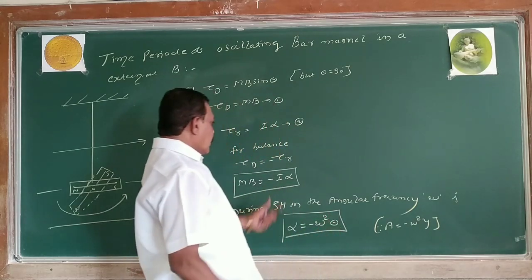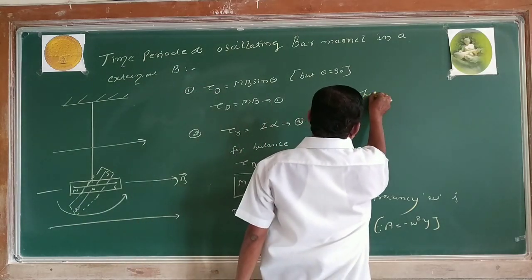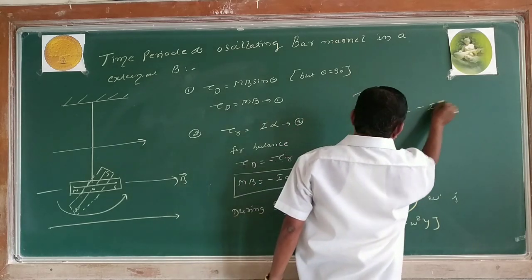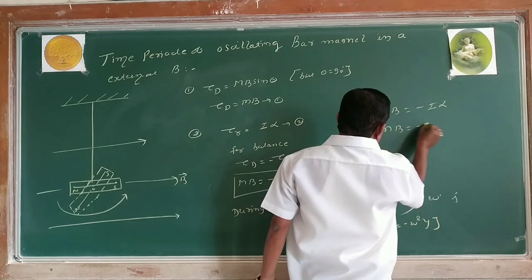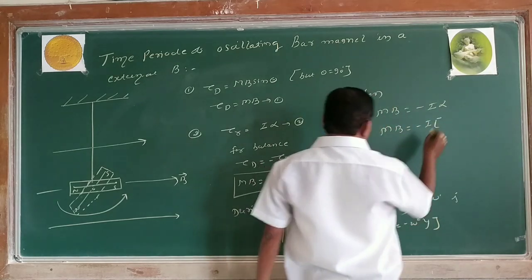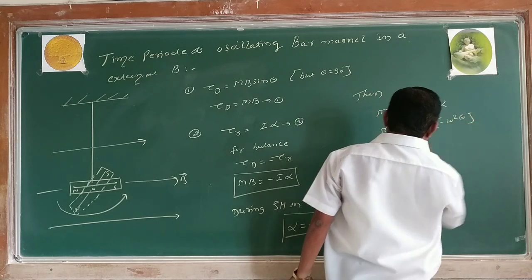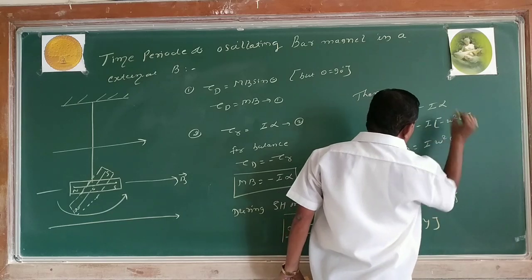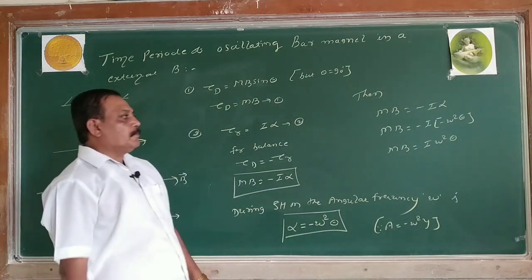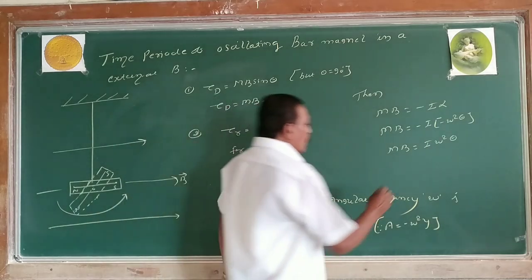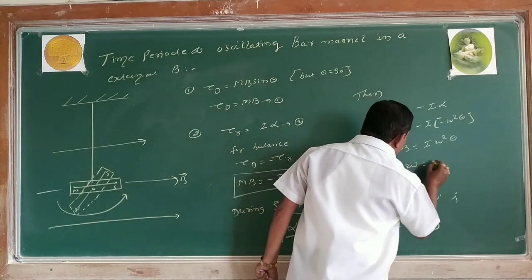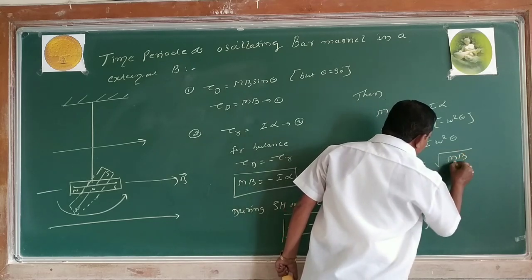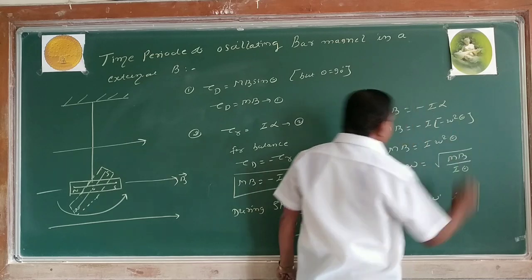Then I substitute here. m into b equals minus I into alpha. What is alpha? Minus omega square into theta. So m into b equals I omega square into theta. Then omega equals under root of mb by I into theta.